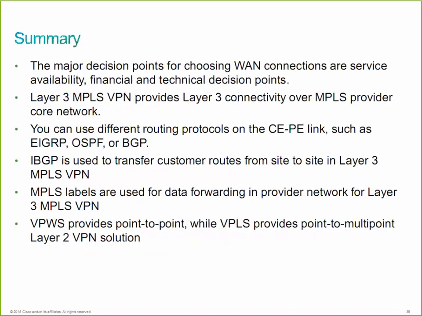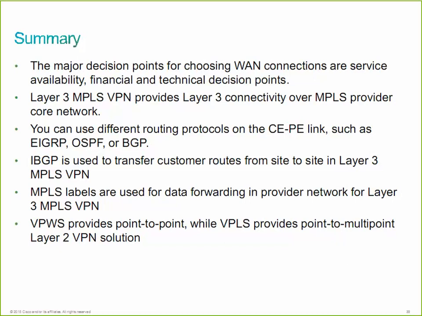So in this chapter of this module, we talked about the major decision points for choosing different WAN connections, the financial and the technical decision points that we're dealing with. We talked about a layer 3 MPLS VPN and how that provides layer 3 connectivity over the MPLS provider network, and talked about all the parts and the components that are involved in facilitating that communication. We can use different protocols for our CE to PE link. We talked about the impact of using EIGRP, OSPF, BGP.